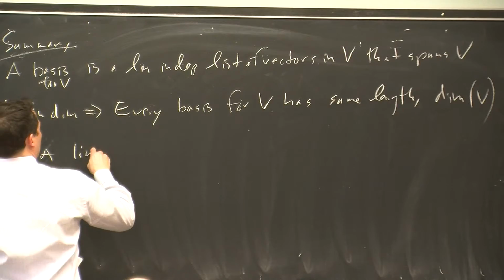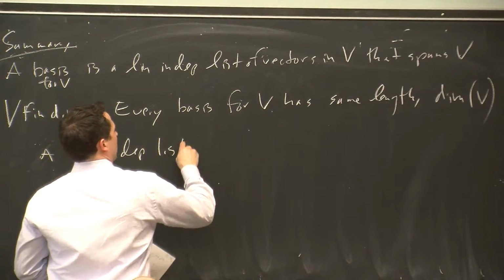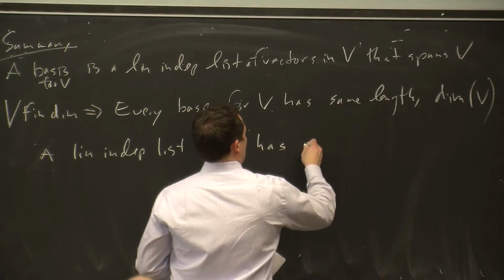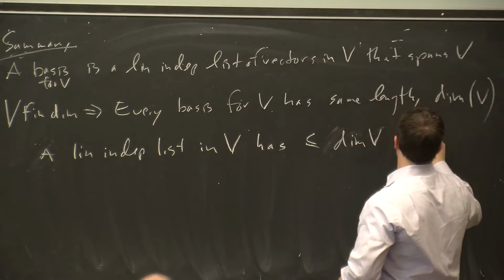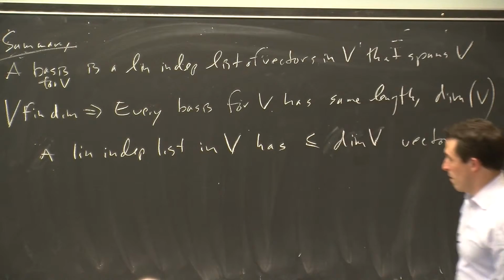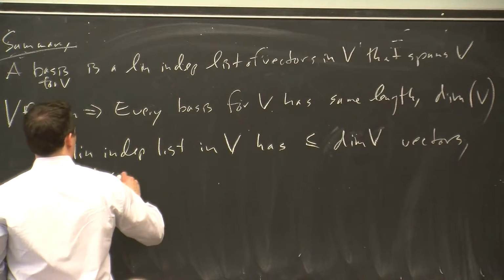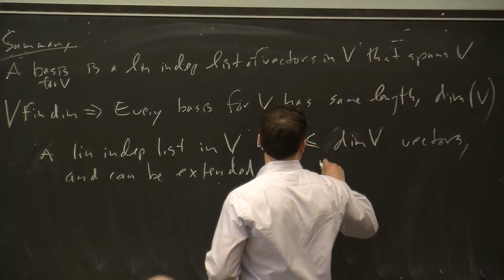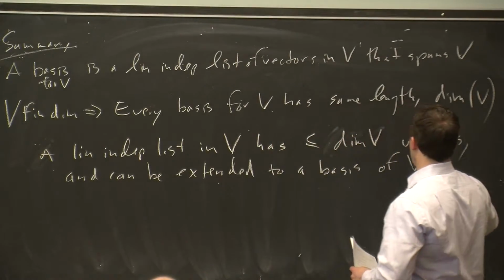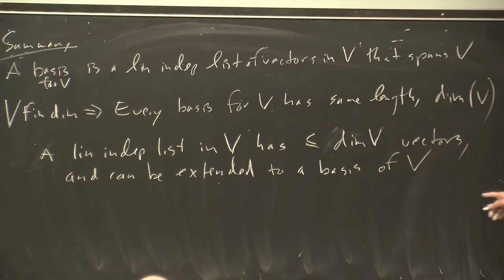And in this case, a linearly independent list has at most n vectors, at most dim V vectors, and can be extended to a basis of V. That extension might be trivial: if it has exactly n vectors and it's linearly independent and it's in V, then it's already a basis of V, and so we need to add nothing. But okay, it can be extended to a basis of V by including new vectors that I've chosen appropriately.